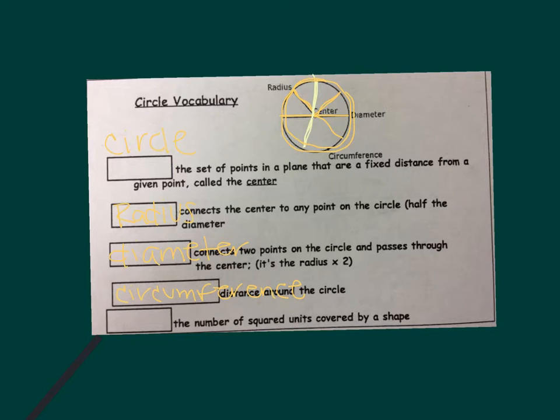And then the area is the number of squared units covered by a shape. So the area is the inside of this circle. How much space is inside this circle?